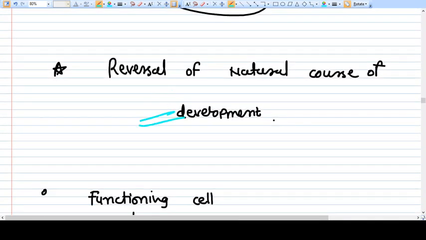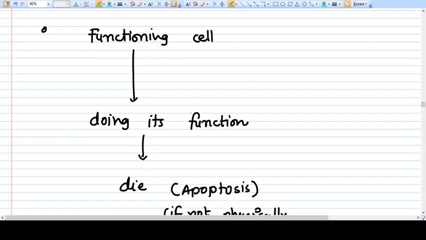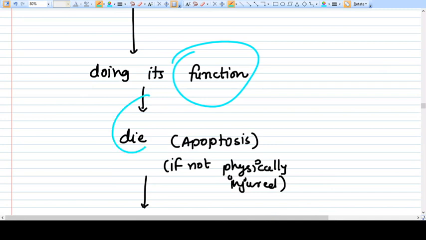the natural course of development. Now the functioning cell is doing its function, then it dies. It dies due to apoptosis or any physical injury. So if some injury is so serious that the cell cannot recover from it, the cell dies. Many cells just die because of doing their function, just like the cells of the inner gut mucosa. Due to so much function, they just keep dying and new cells keep coming.